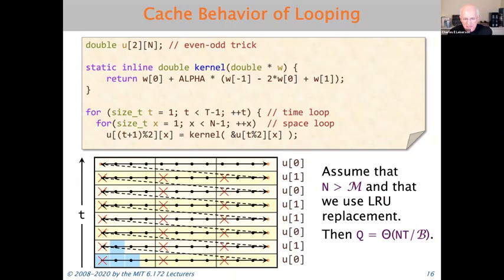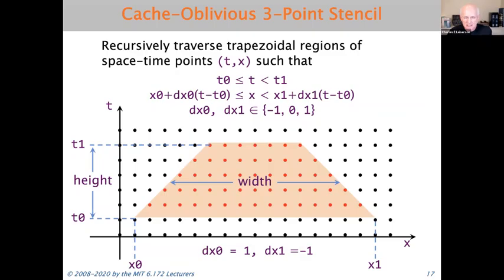Now, we could at this point do tiling to minimize cache misses, but you know I don't like voodoo parameters, even though it's Halloween. So we're going to go straight to an efficient cache-oblivious solution. This strategy is based on computing the stencil within trapezoids of the space-time iteration space.